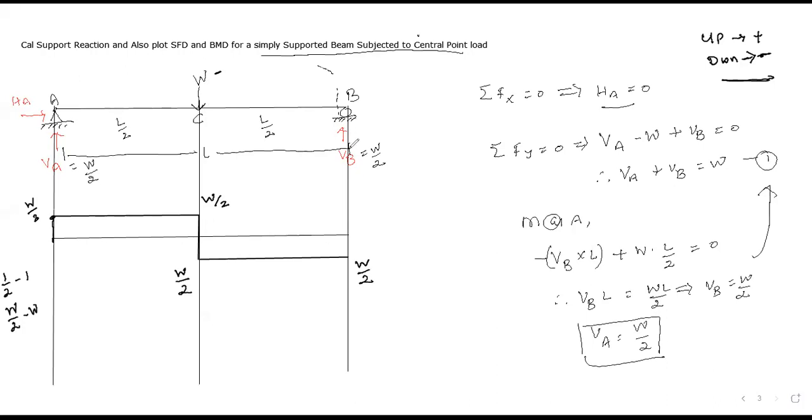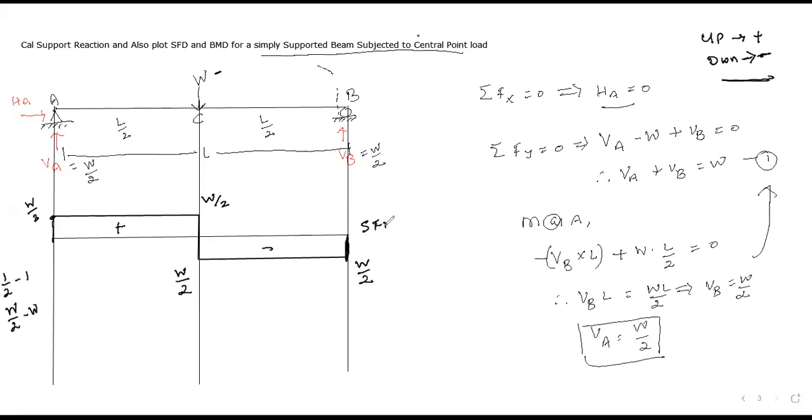What is the load at point B? Upward or downward? Upward. That means positive. Now it is below the line, that means minus. This is above the line, that means plus. Minus W/2 plus W/2, and your diagram will close. Is it clear or not? Please confirm it.